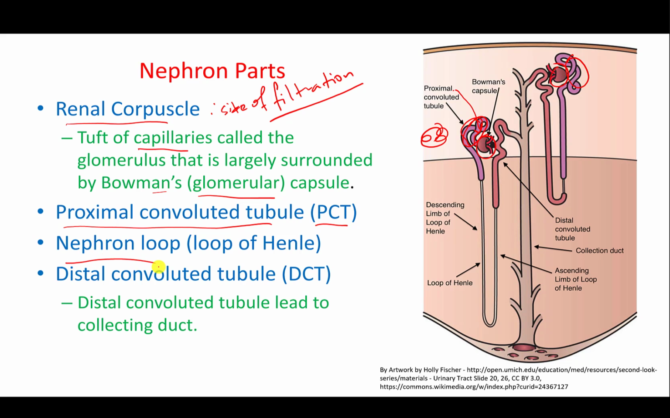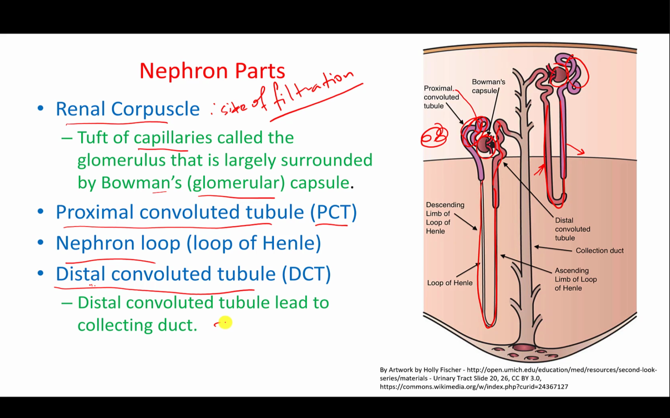Then we will have the nephron loop. This is a loop because it goes down and comes up. So it has descending and ascending branches, and it will lead to something called the distal convoluted tubule. Distal because now it's far from the corpuscle.